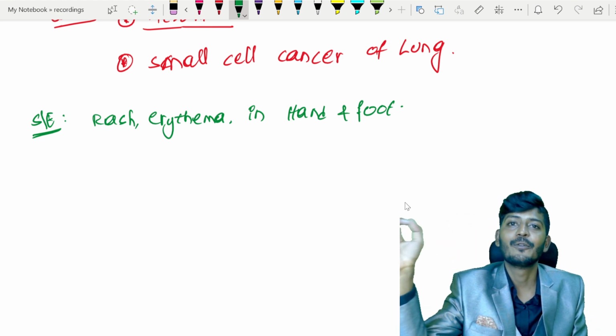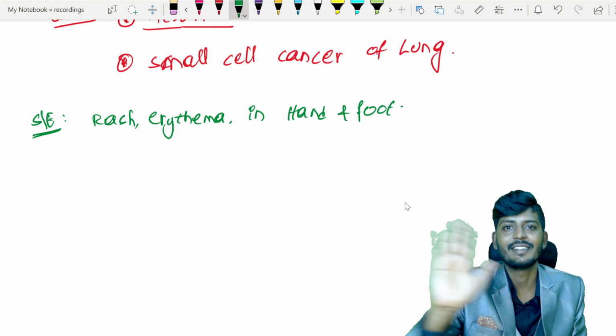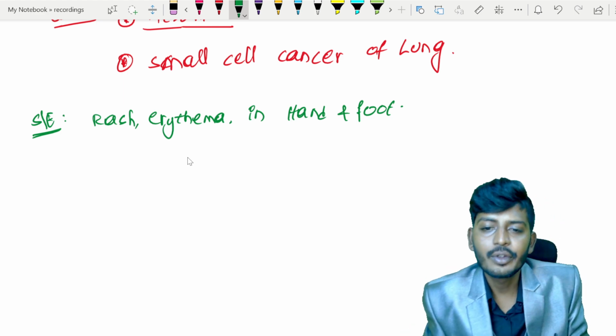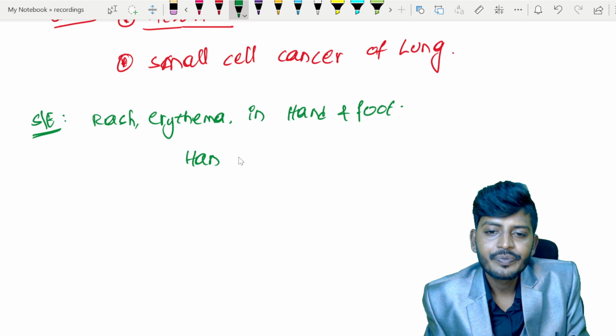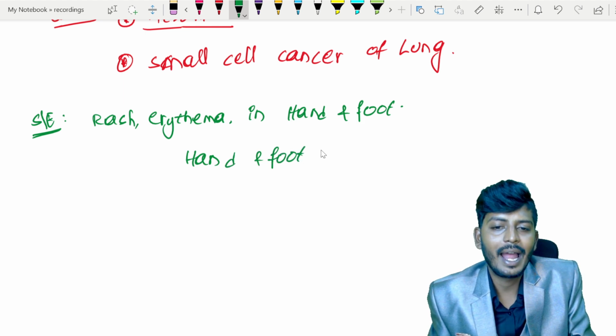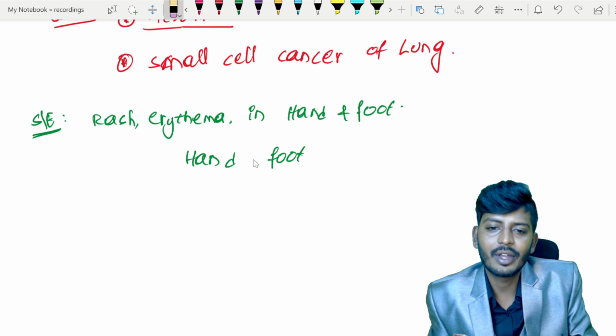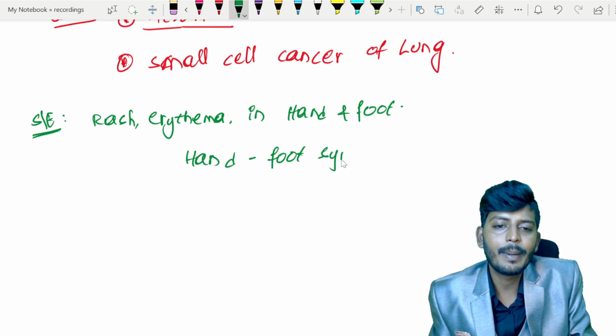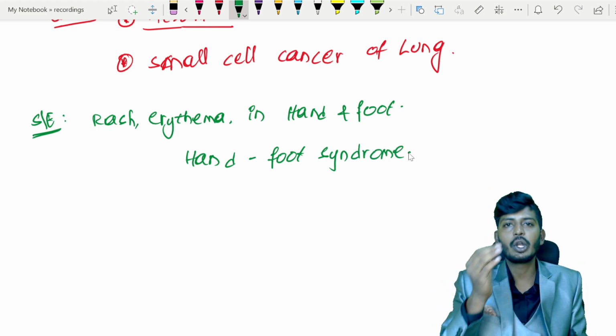What is that? Hand, foot, mouth disease, which is a viral disease. Here it is the erythema and rash in the hand and foot. So this can also be called the hand and foot syndrome. Just remember it as hand foot syndrome. Remember, there is no mouth in this case. So this is a point to be remembered.